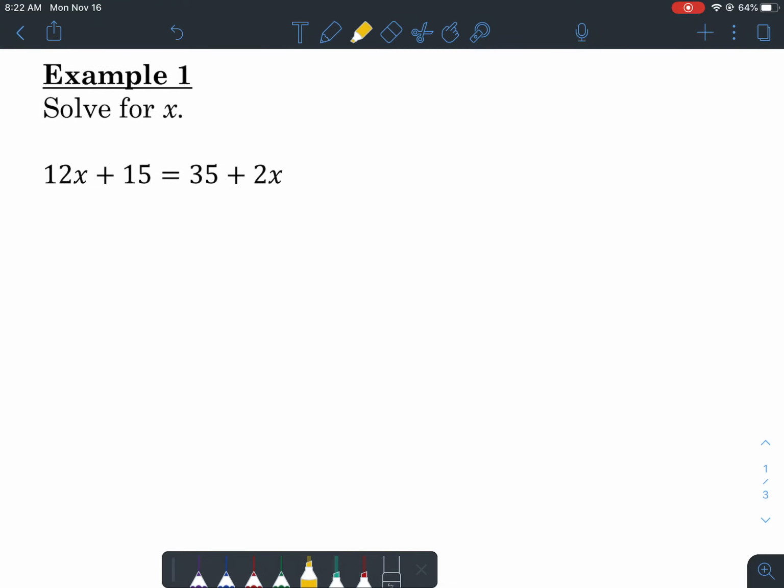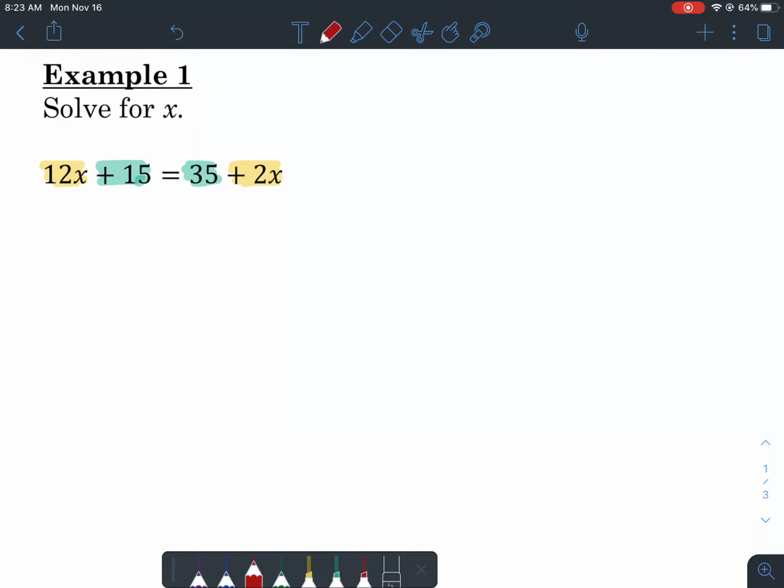So here, let's identify our variables. Positive 12x, positive 2x, and then we have positive 15 and positive 35. As you can see, we want to move these around. Okay, we want our yellow, or our variables, on one side, and our constants, green, on the other. We don't want to share the sides with them, right? So we have to make our first move, any move that you want to do. So let's start with something that we're used to. We're used to moving the constants first, so let's move the constants.